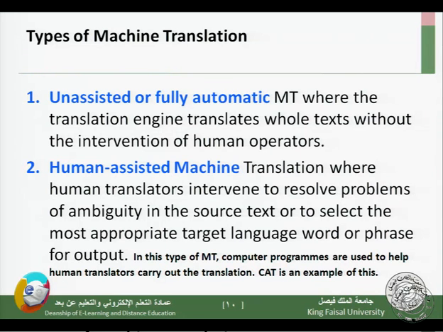But I'm not sure about the quality. I have my own reservations about machine translation products and computer-aided products, but it's not our concern here. Now, the second type of machine translation is human-assisted machine translation. In other words, human translators intervene. To do what? To resolve problems of ambiguity in the source text, or to select the most appropriate target language word or phrase for output.